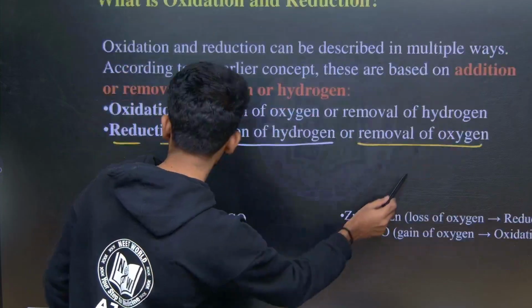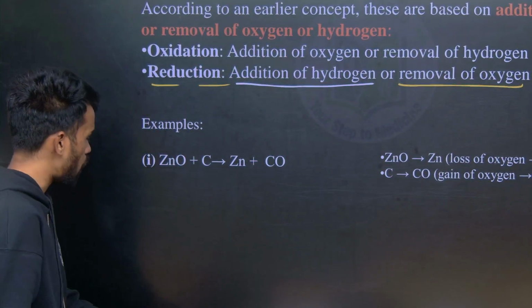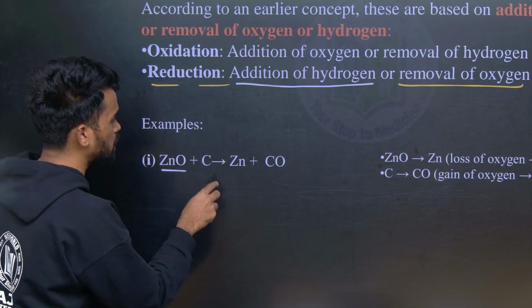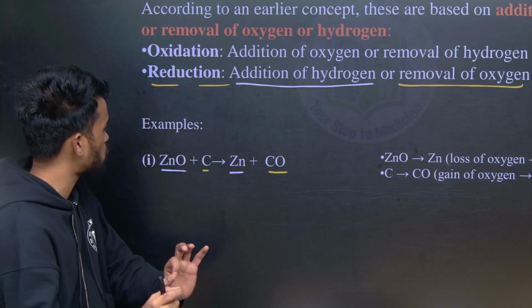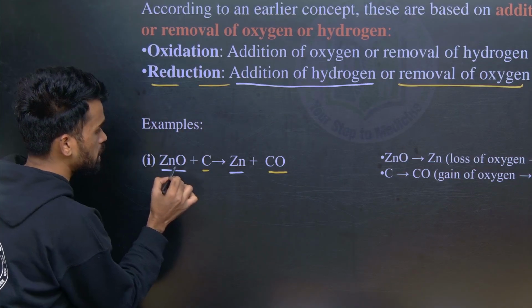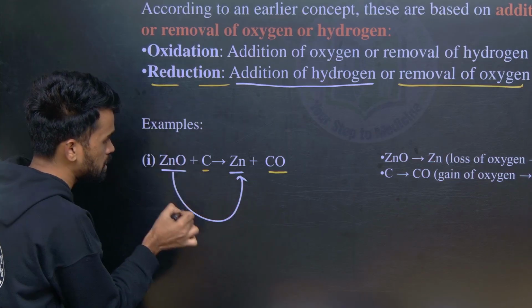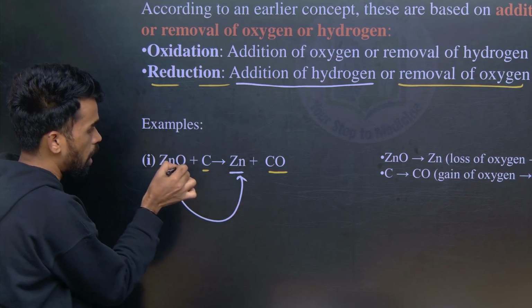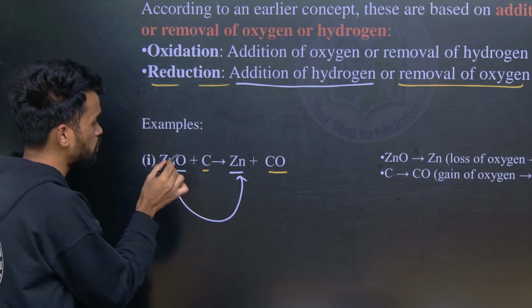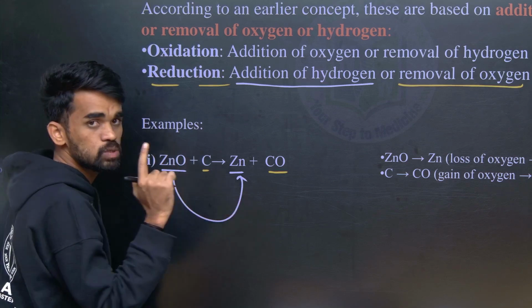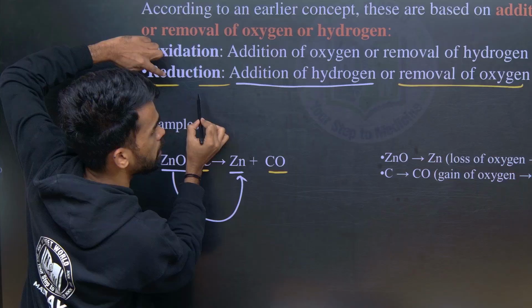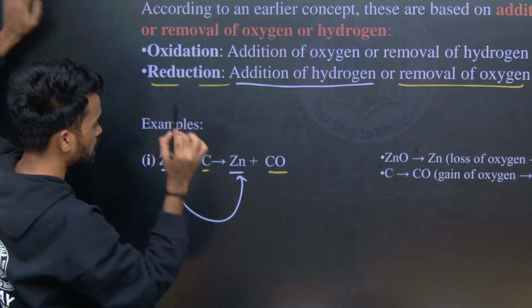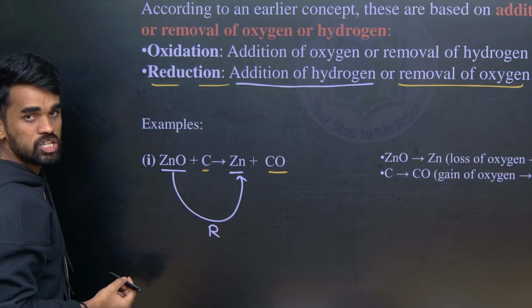Now look here, I have zinc oxide, ZnO. When we treat it with carbon, it forms zinc plus carbon monoxide. In this process, zinc oxide becomes zinc. It loses its oxygen atom. So removal of oxygen is reduction. You can write reduction.